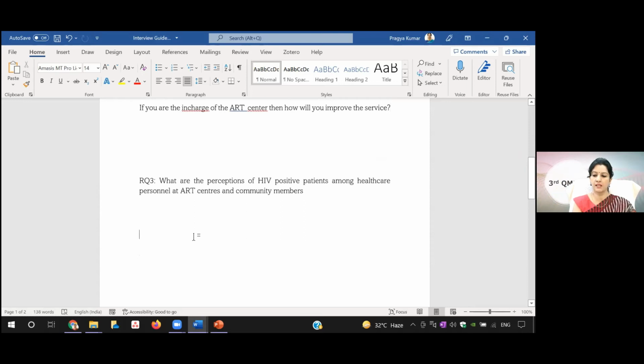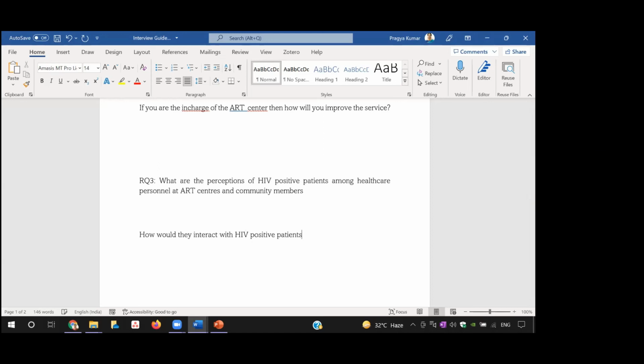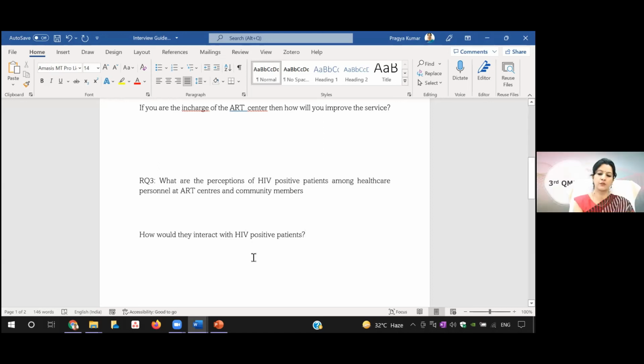And then again in the research question 3, you can write, because it is the perception of HIV and community members too. So you can ask this question like, how would you interact with patients? This will be the question for the community members which are non-HIV positive. So you may ask how would they interact with HIV positive patients. So again, you can keep on writing questions.